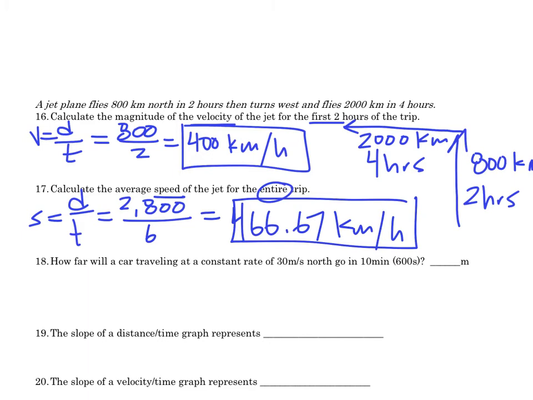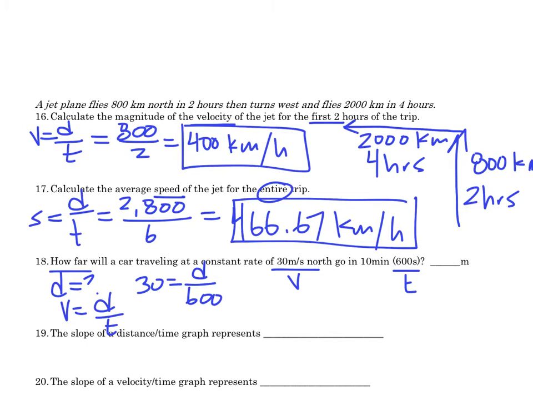Okay, number 18. How far will a car traveling at a constant rate of 30 meters per second go in 10 minutes? And it gives you seconds, 600 seconds. Well, how far is asking you for distance or displacement. It says a constant rate of 30 meters per second. This is the velocity. And the time in seconds, that's t. So velocity equals distance over time, or displacement over time. My velocity is 30. Displacement is unknown. And the time is 600 seconds.